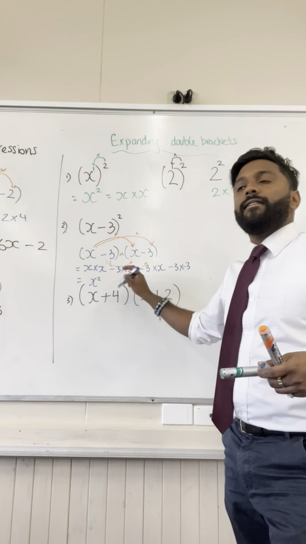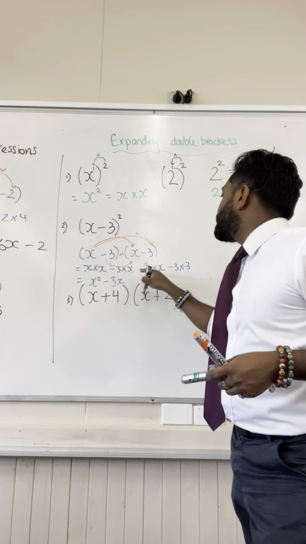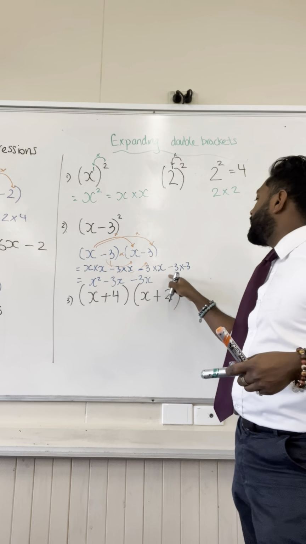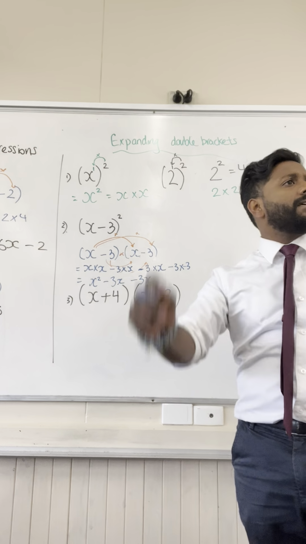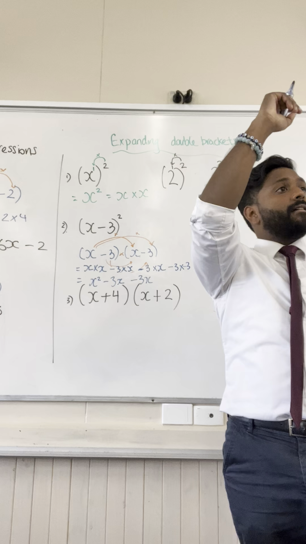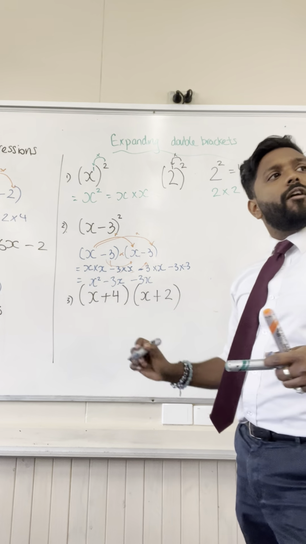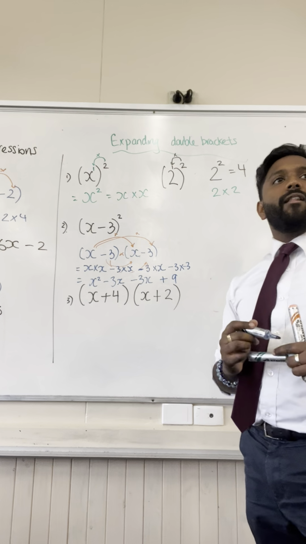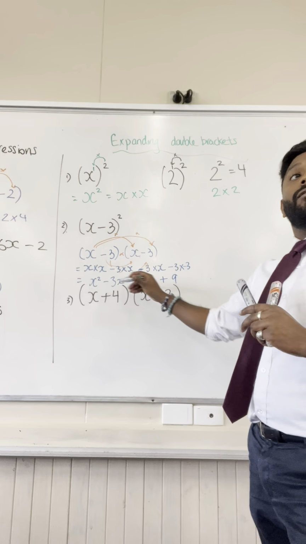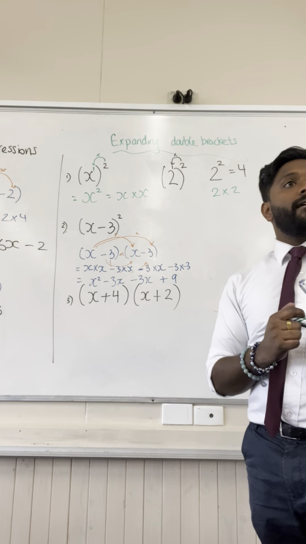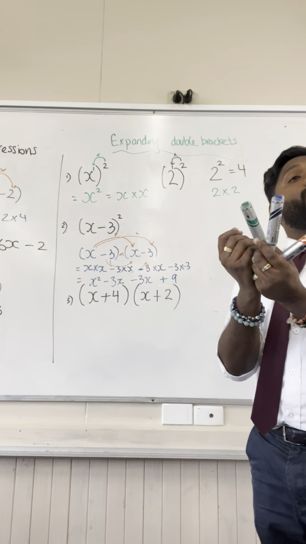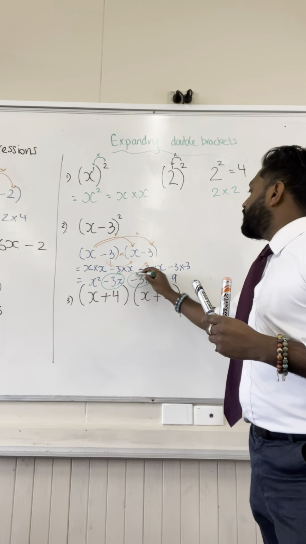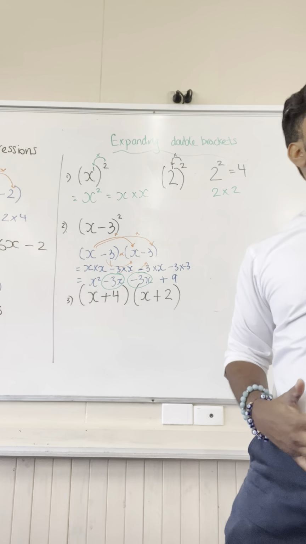-3 times x. -3x. -3 times x again is going to be -3x. -3 times -3. What's -3 times -3? What, 9? -9 or +9? Well done. Are there any like terms here? Ruby, any like terms here? Yep. You're going to bring them together. What are the like terms? -3x and -3x.